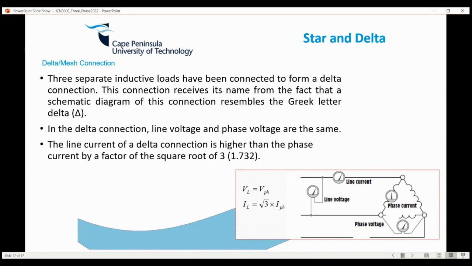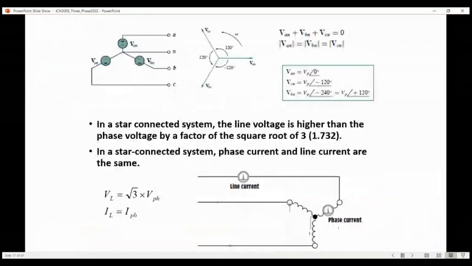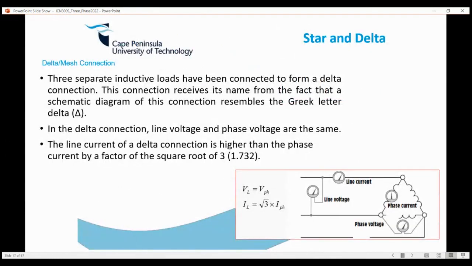It looks like a triangle, and in this case, our voltage is the same, and then our line current and phase current is multiplied by √3. The way I think about star, I think about star as a series circuit where the current is the same throughout, and then our voltage is not. And I think of your delta as a parallel type system where the voltage is the same, where the current obviously is not. They have to multiply by a factor of √3.